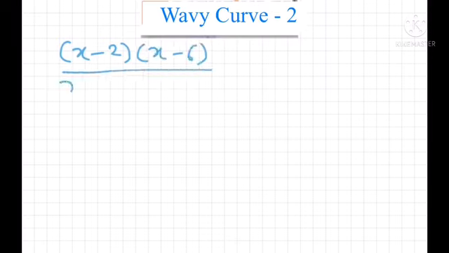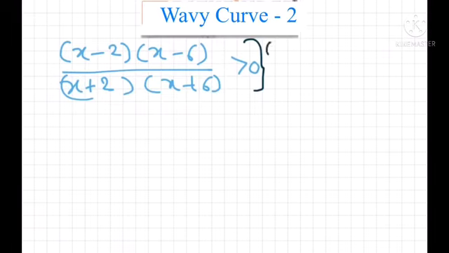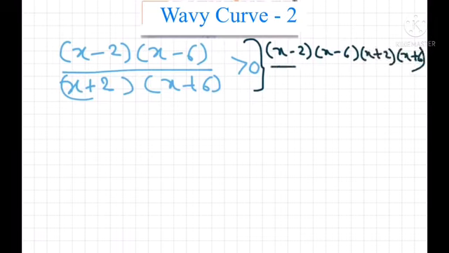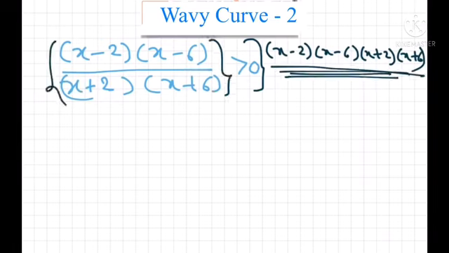If I ask you, find x such that (x - 2)(x - 6) / ((x + 2)(x + 6)) is more than 0. First of all, we have seen that the sign scheme of this one and the sign scheme of (x - 2)(x - 6)(x + 2)(x + 6) is the same. And we know how to plot the sign scheme of this.